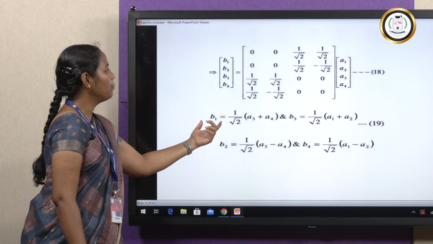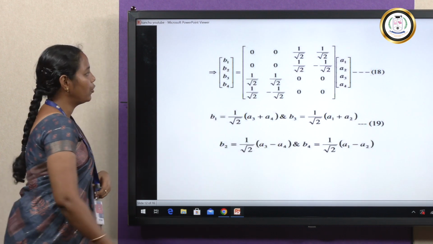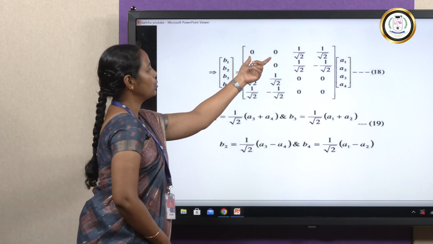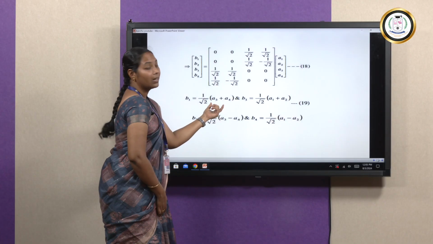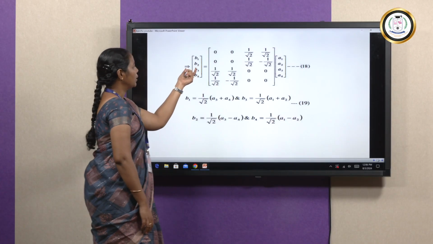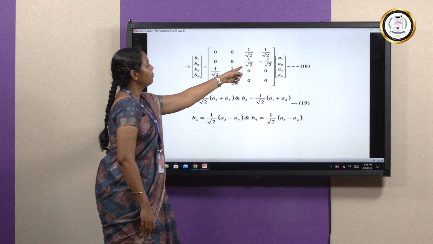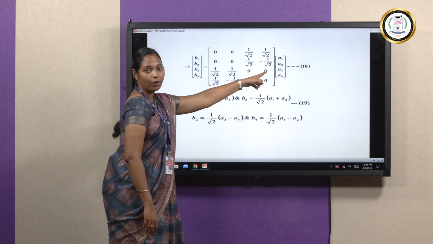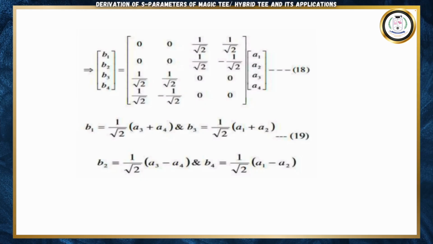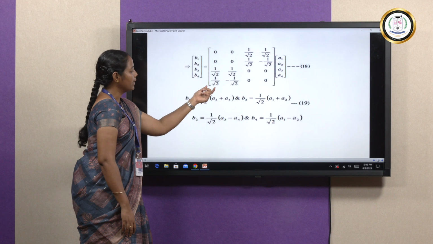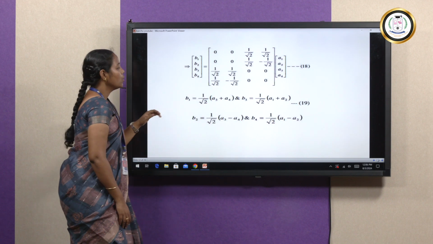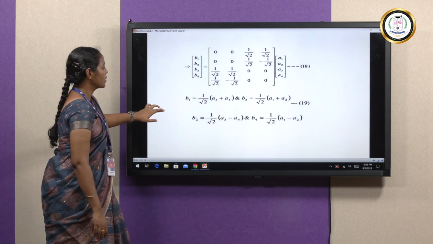So we have to find out B1 equals what the values will come for this. So B1 means these 2 will be 0, 1. So 1 by root 2 A3 plus 1 by root 2 A4. We can write it like this, right? The next one is B2. So B2 is nothing but 1 by root 2 A3 minus 1 by root 2 A4 will come. Next, B3 is nothing but 1 by root 2 A1 plus 1 by root 2 A2. So B4 is nothing but 1 by root 2 A1 minus 1 by root 2 A2 will come. So this is how they have written equation number 18.